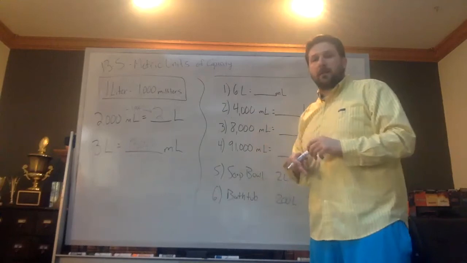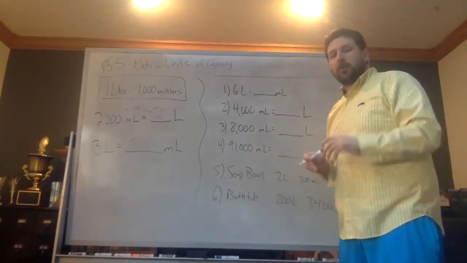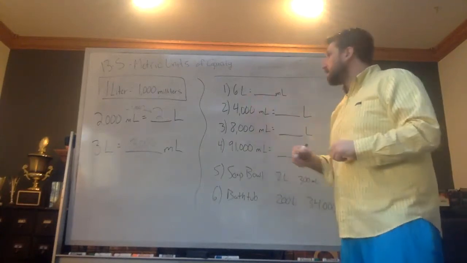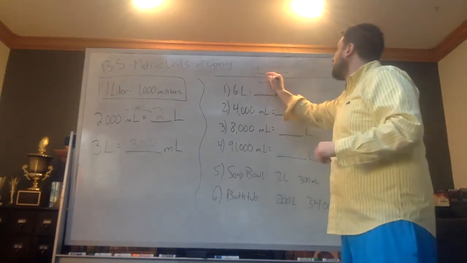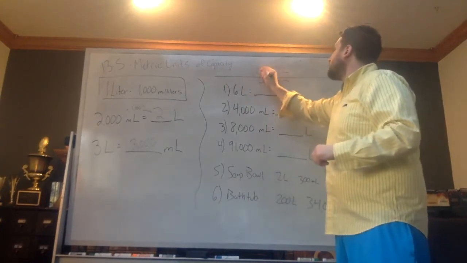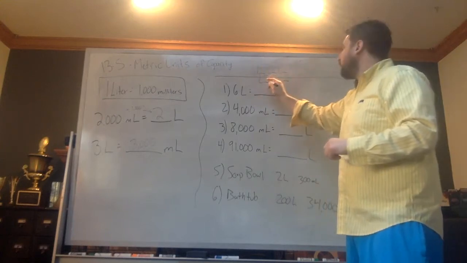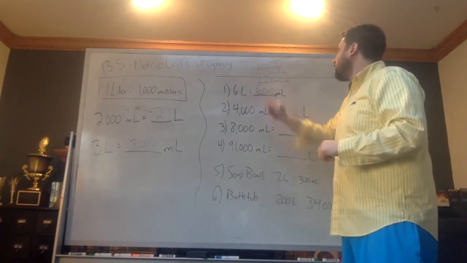On the bottom, there's some questions. I'm going to quickly do those. You can pause if I'm going too fast to catch up. So the first one is 6 liters. So again, if I have 6 liters and each one has 1,000, 1,000, 2,000, 3,000, 4,000, 5,000, 6,000. So that'd be 6,000 milliliters.